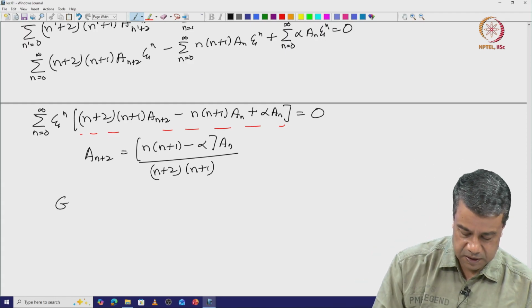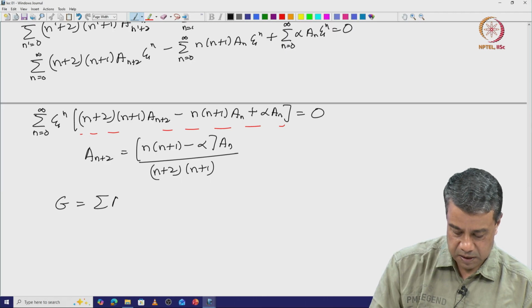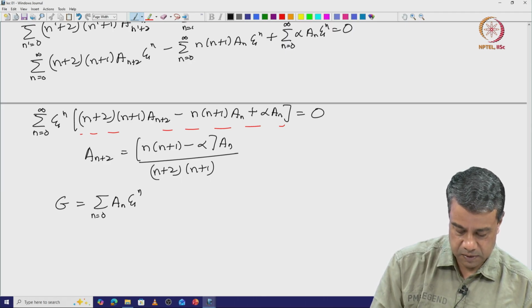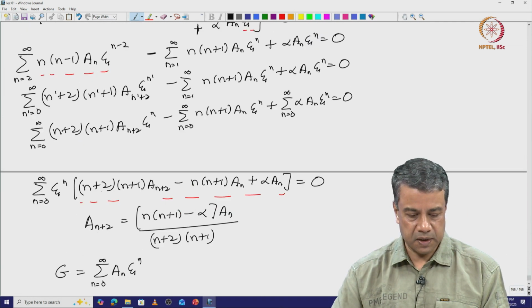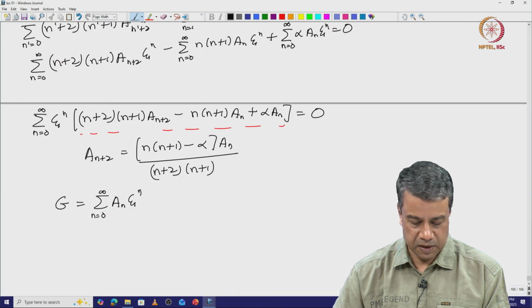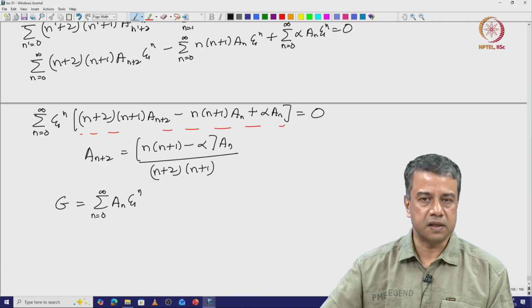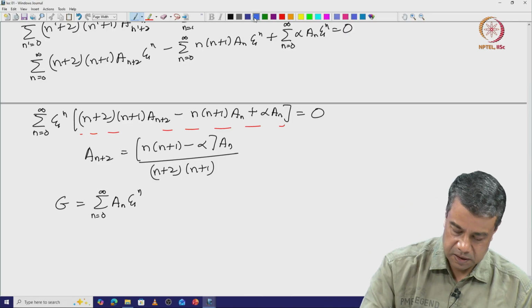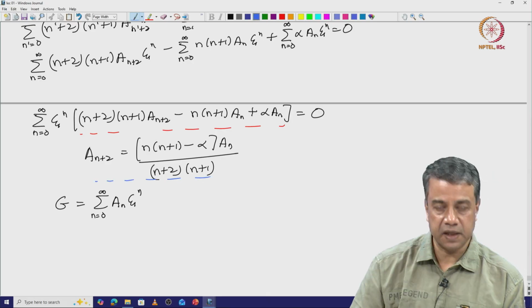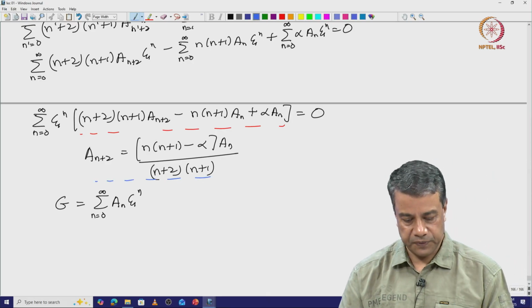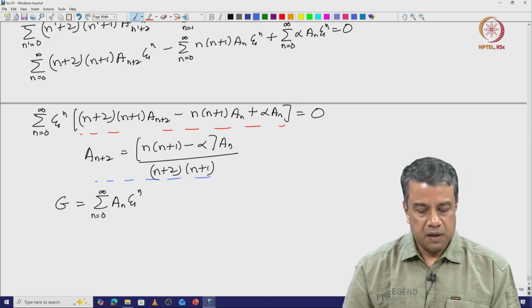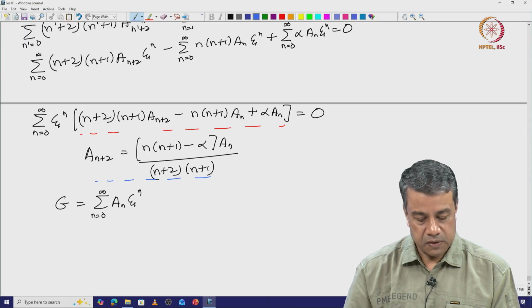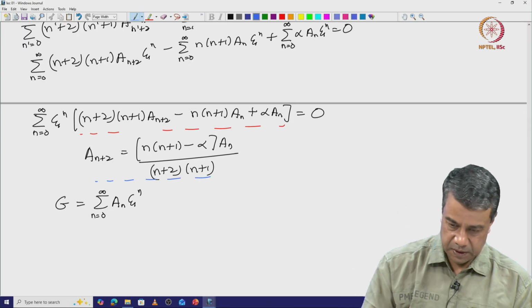Recall that the function g is equal to summation a n psi power n, n equal to 0 to infinity. A 0 and a 1 will be specified from the boundary conditions, a 2, a 3 etc. will be determined from this recursion relation for a n plus 2 in terms of a n. Let us examine this recursion relation closely.